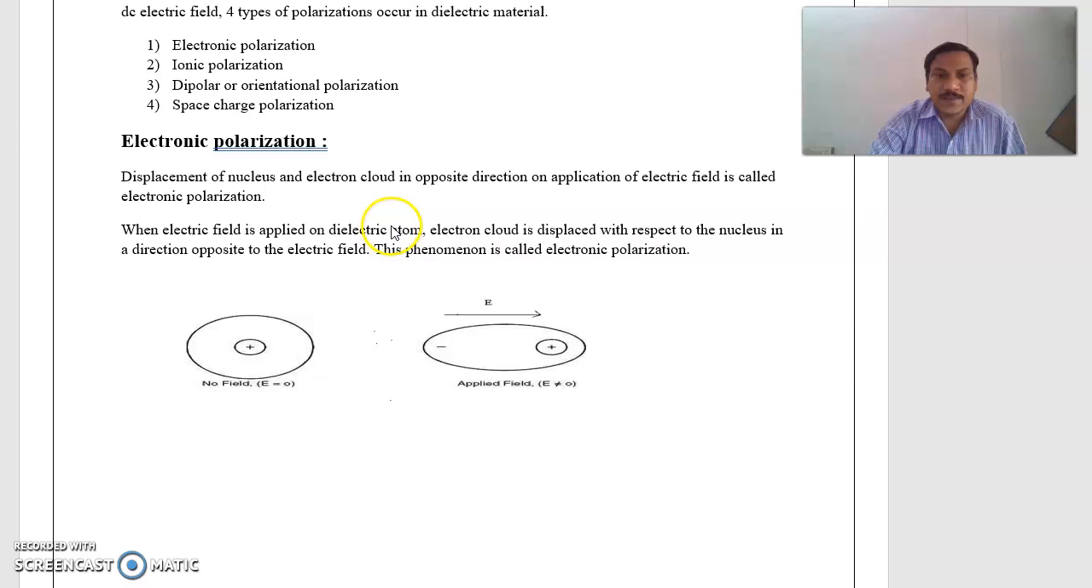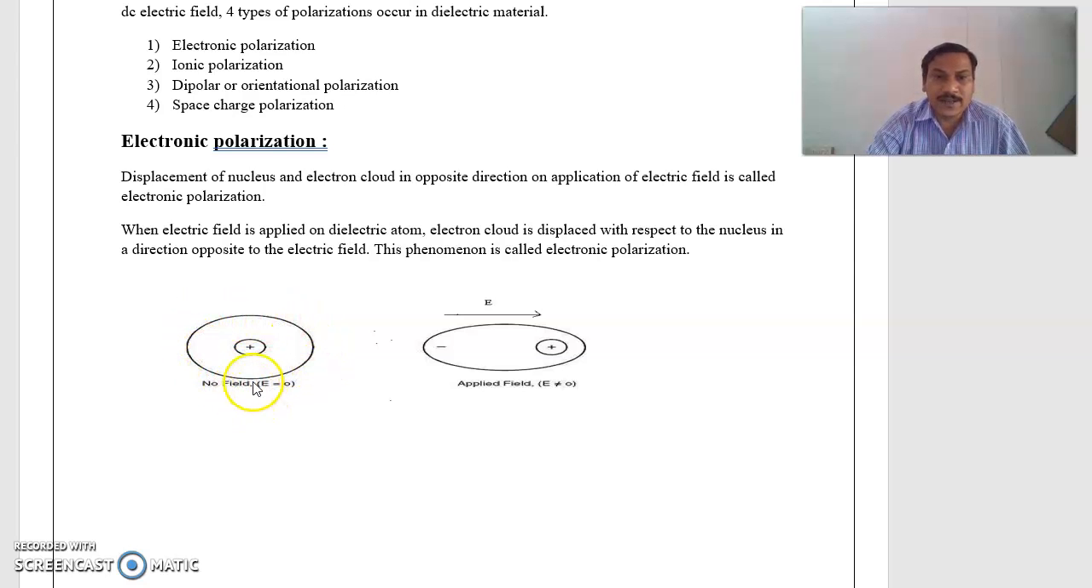When electric field is applied on dielectric atom, electron cloud is displaced with respect to the nucleus in a direction opposite to the electric field. This phenomenon is called electronic polarization. So here let us consider one atom without electric field, E is equal to 0. Then in the atom there is nucleus. Inside the nucleus, positive charged protons are available. Next, around the nucleus, electrons are revolving in particular orbits.